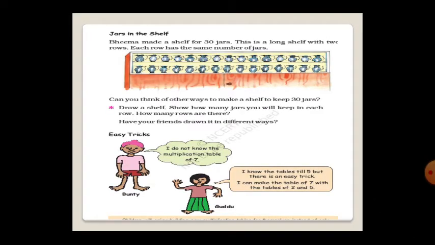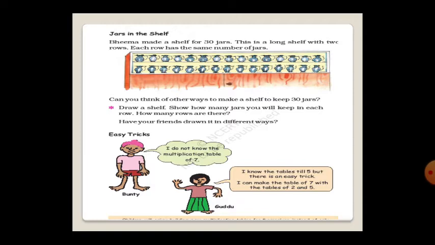Jars in the shelf. Here Bima made a shelf for 30 jars. This is a long shelf with 2 rows. Each row has the same number of jars. Bima made the shelf in her home. So how many jars are there in the shelf? There are 30 jars. It is a very long and big shelf.